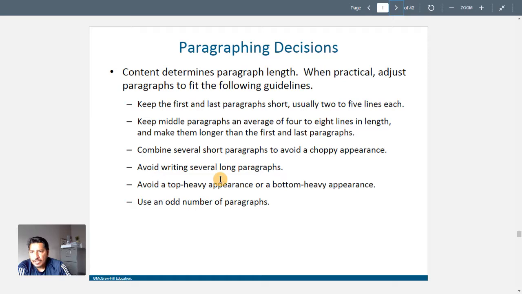And then avoid writing several long paragraphs. Avoid a top-heavy appearance or bottom-heavy appearance. Use an odd number of paragraphs.